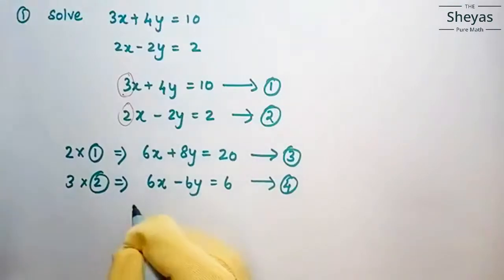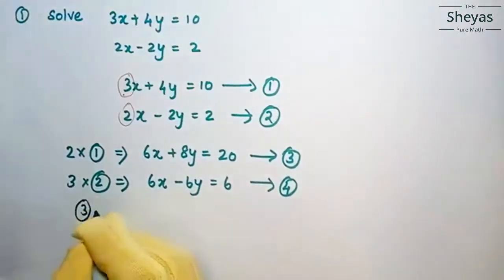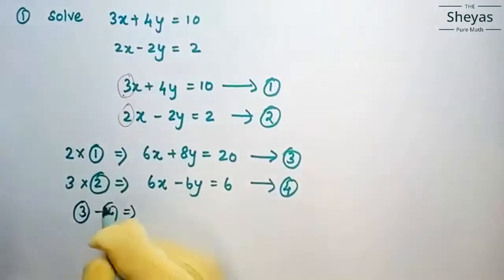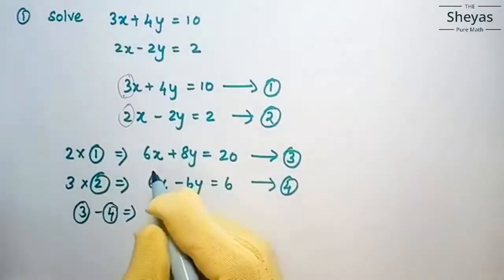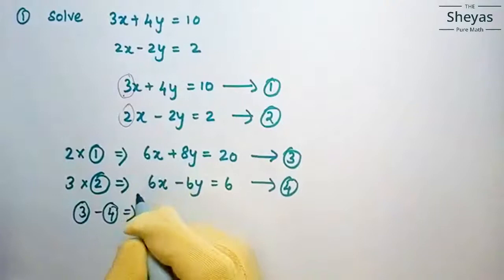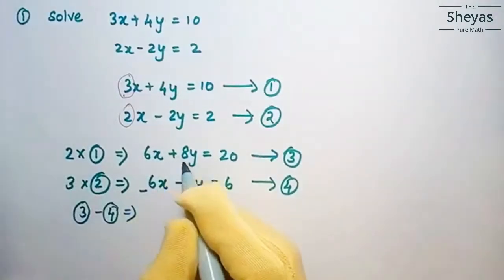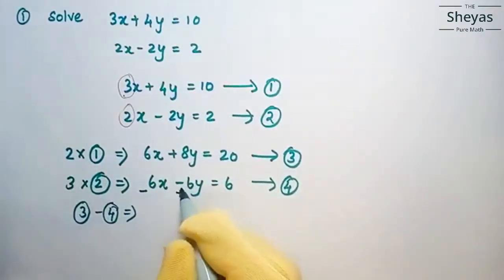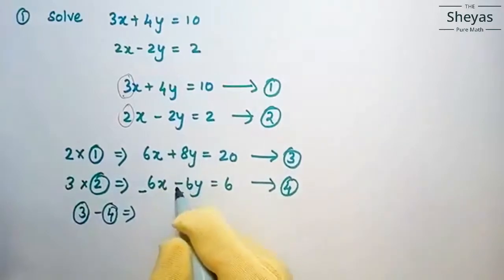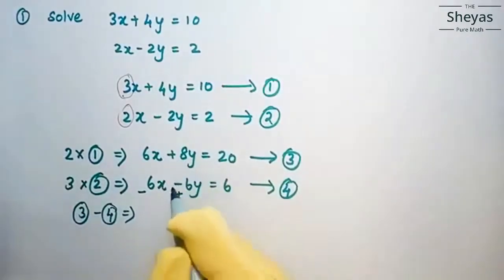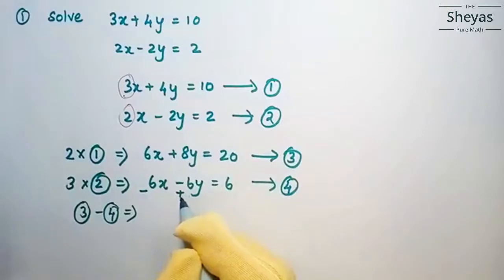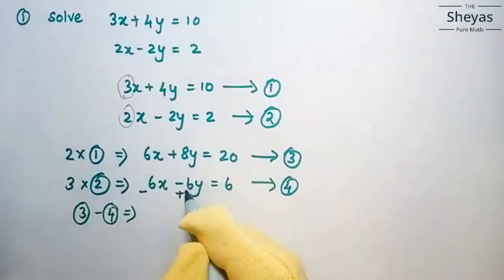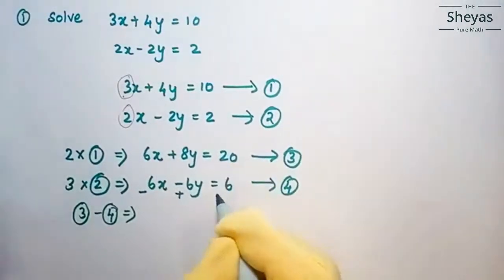So just see what you have to do. Now you are subtracting the third equation and the fourth equation, that is 3 minus 4. So when you subtract, what happens? 6x minus 6x, and here plus 8y minus of minus 6y. Here already you have a minus and you are subtracting, so minus of minus becomes plus. And here 20 minus 6.